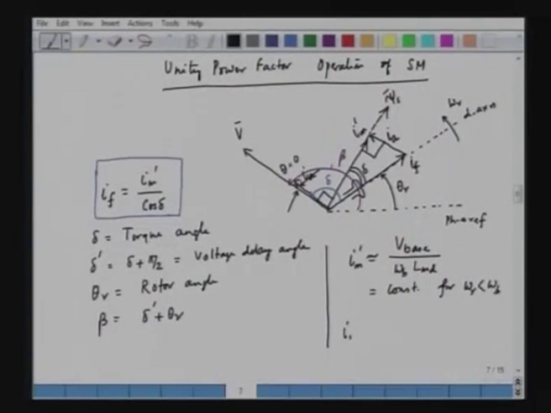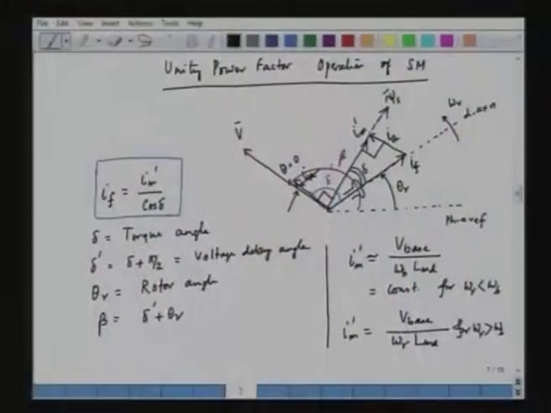Now, beyond the base frequency, beyond the base speed, Im prime is changed. And how is it changed? It is changed in the following fashion. Im prime is equal to V base by omega r into LMD for omega r higher than omega base. So, when the speed increases beyond the base speed, the magnetizing current is reduced. V base is a constant quantity, the base voltage does not vary. So, if the speed increases beyond the base speed, we decrease Im prime, and that is called field weakening.